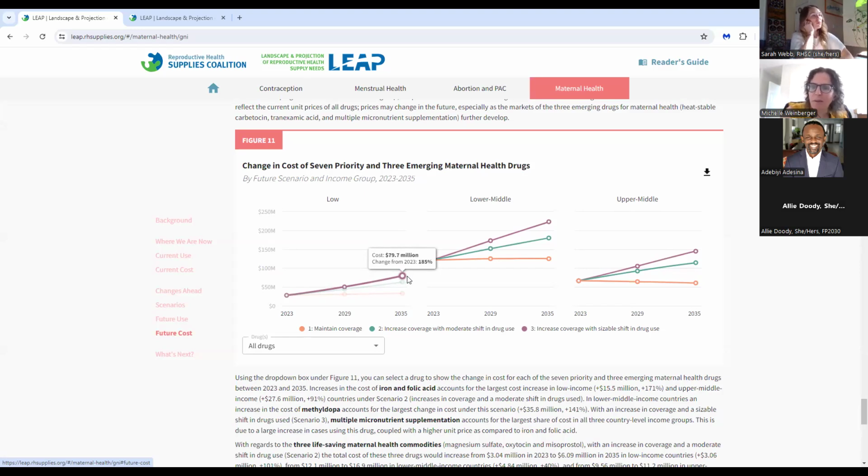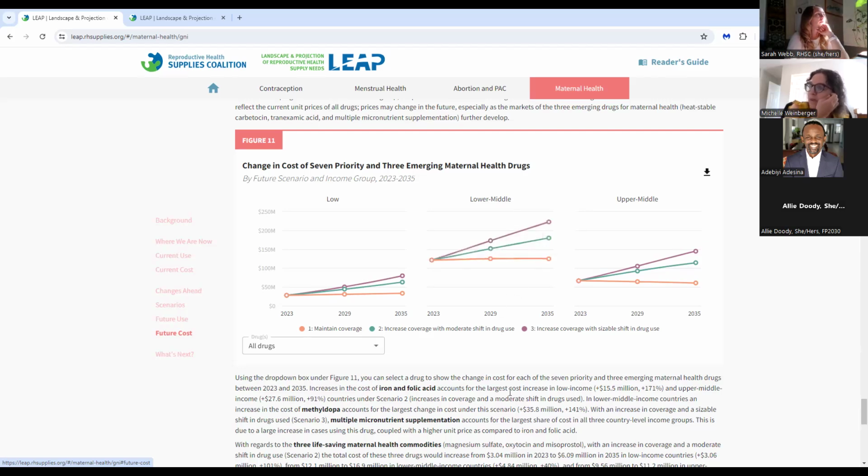That's a potential advocacy point, right? To talk about, if we think that there are health benefits of multiple micronutrient supplementation, the cost would really need to be brought down to make it realistic to see it scale at the levels that people would like to see it scale. And then again, in lower middle income countries, we see costs increase from 122 million to 180 million in scenario 2, which is a much smaller relative change, so 48% versus an 83% increase to 223 million when we have the bigger changes in drug use.